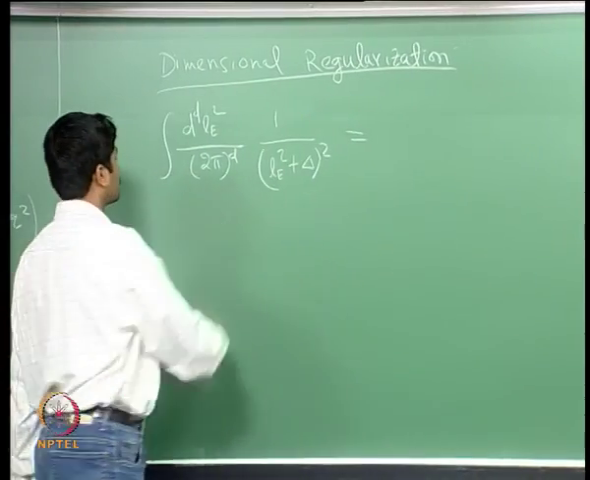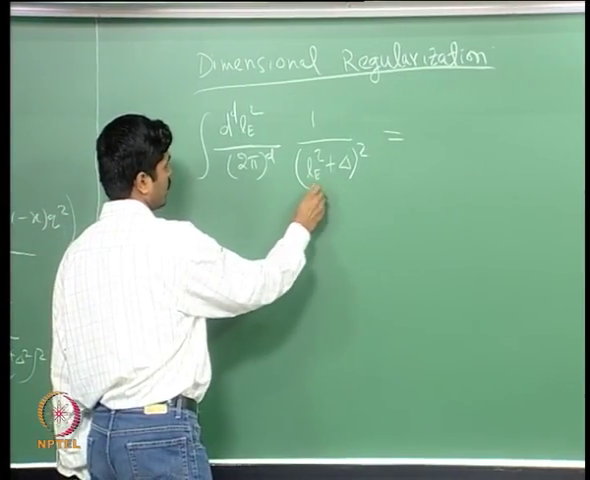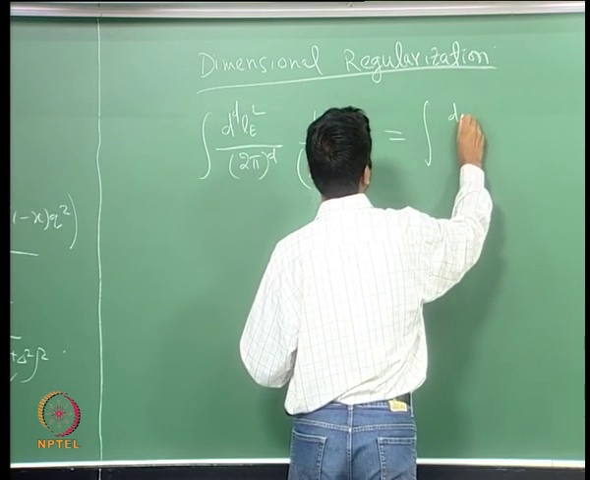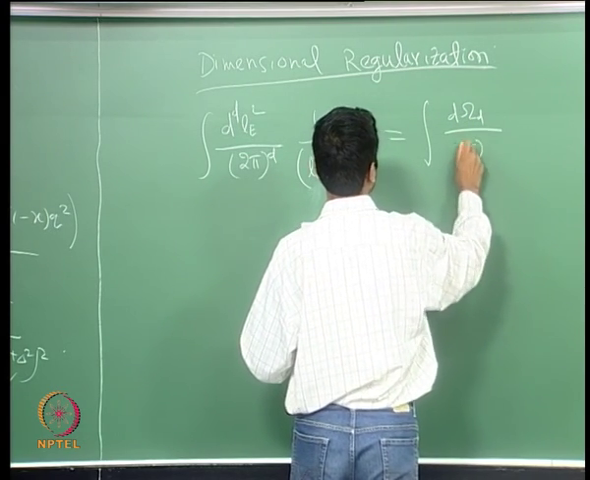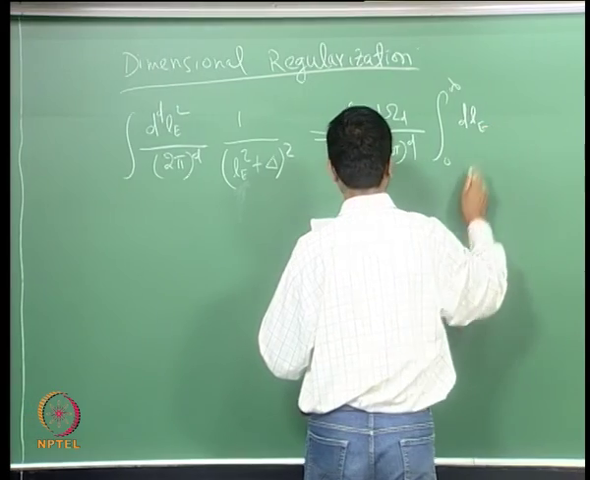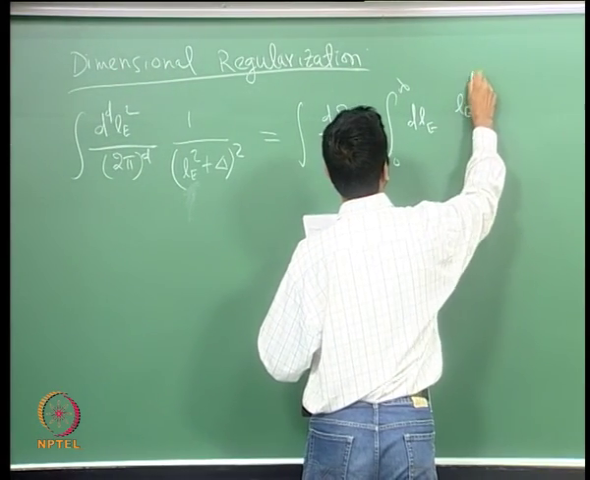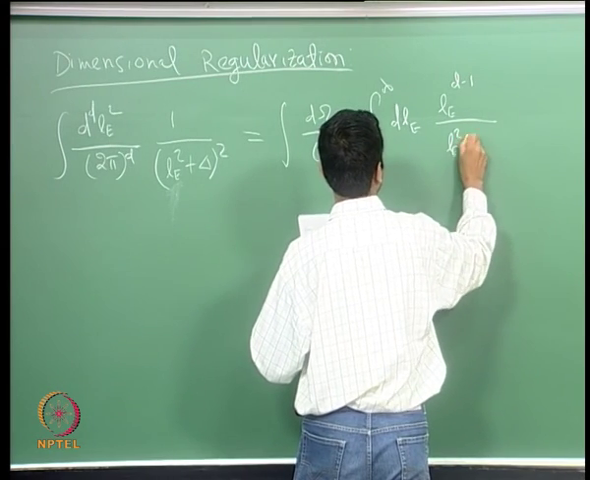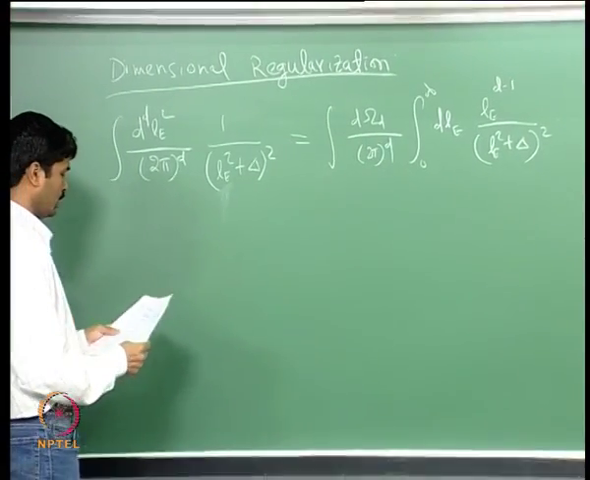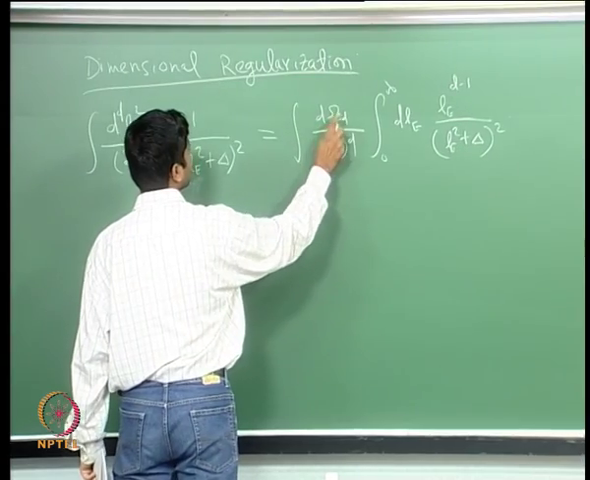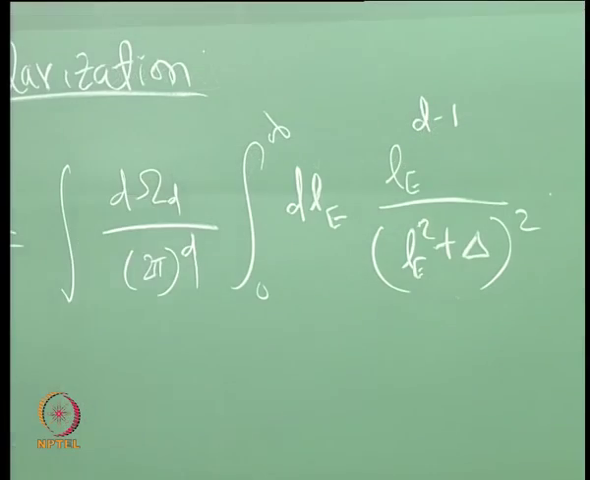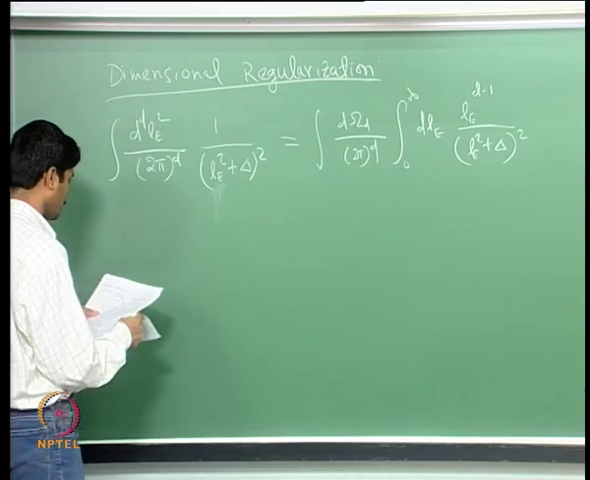Since the integrand depends only on the magnitude of l_E, I can rewrite this as the integral of d Omega_d divided by (2 pi) to the power d, integration 0 to infinity dl_E l_E to the power d minus 1 divided by (l_E^2 + delta) whole square. So basically, when I integrate all the angular variables, I will get the area of a unit d minus 1 sphere, which I can evaluate as follows.